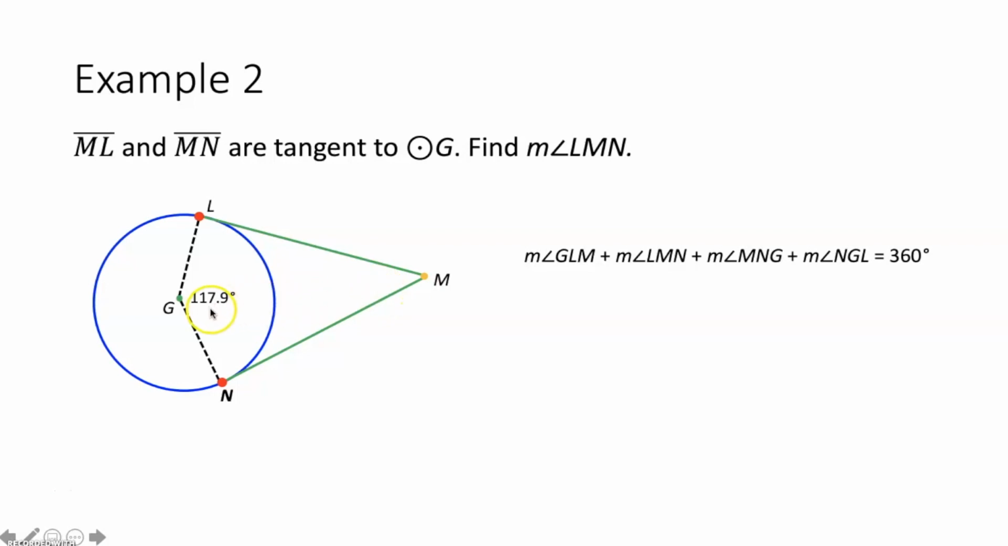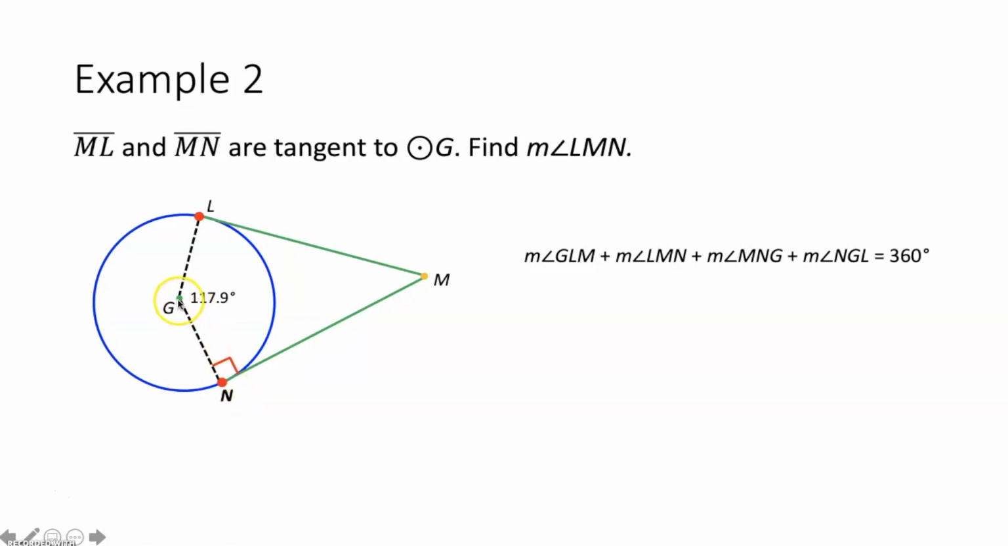The only problem is we only have one angle. We're not given either of these angles right here. Well, we do know that segment ML and segment MN are tangent to circle G. We also know that segment GL and segment GN would be radii of circle G. And we also just saw a theorem that says if a line is tangent to a circle, then it is perpendicular to the radius drawn to the point of tangency.